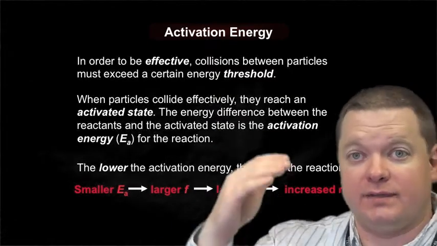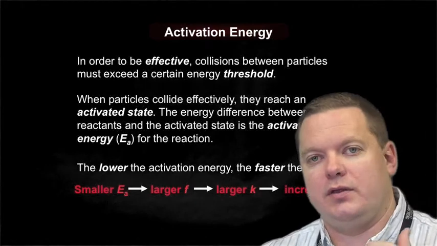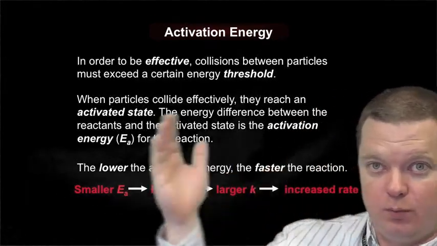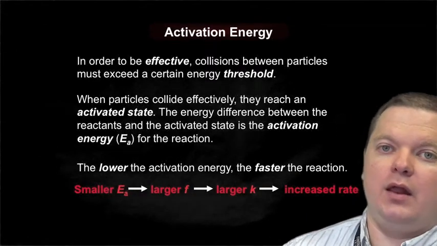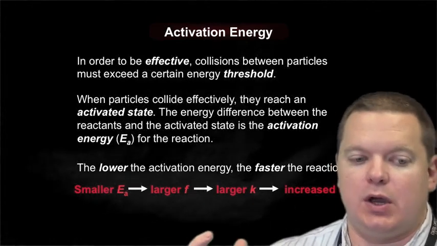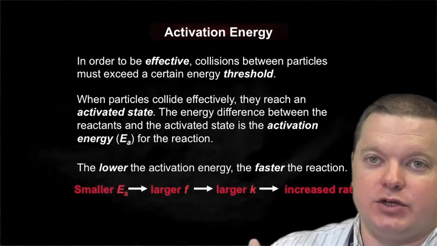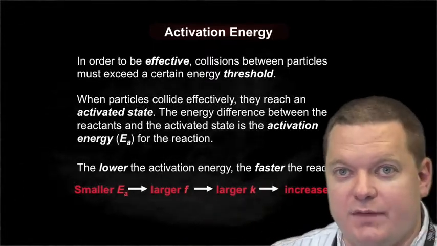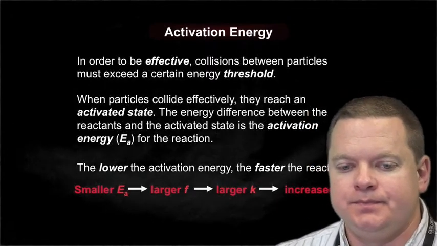The lower the activation energy, the lower this hump, the faster the reaction is going to occur. The less energy overall is needed for the reaction to move from reactants to product. So the lower the activation energy, the larger this frequency factor, the more the collisions are going to be successful, which means we have a larger rate constant, which means we have an increased rate.